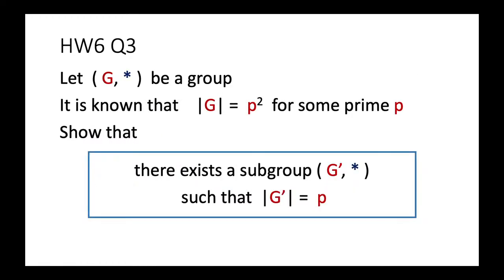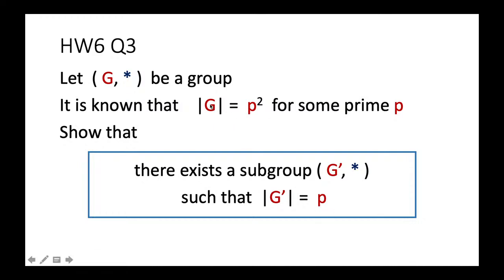Now question 3, this time we talk about groups. Suppose that G star is a group, and it is known that the size of G is equal to P squared for some prime P. And then we want to show that given this condition, G star will have a subgroup, let's call it G prime star, such that the size of G prime is exactly P.